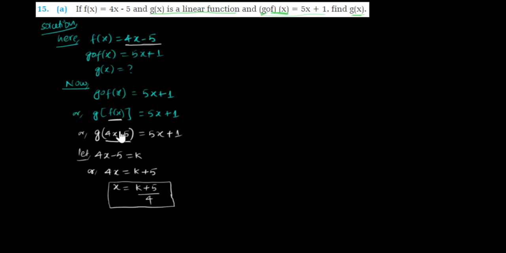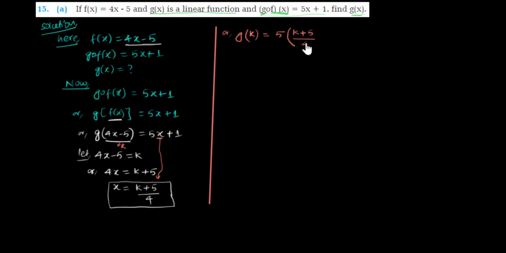So I am going to replace this whole variable x in g(4x minus 5). Since 4x minus 5 is k, let me replace this with k, and then replace this x with this value. We will solve this question by replacing the variable x with a new variable k. So our step will be g(k) is equal to 5 times (k plus 5) divided by 4, plus 1. Just remember this step and try to understand this.